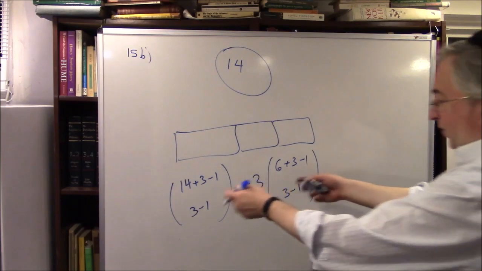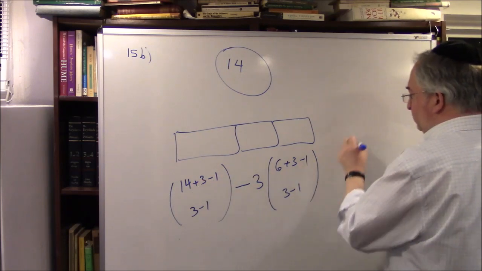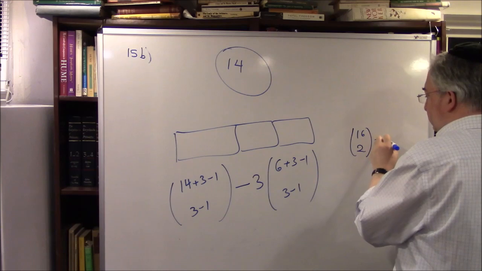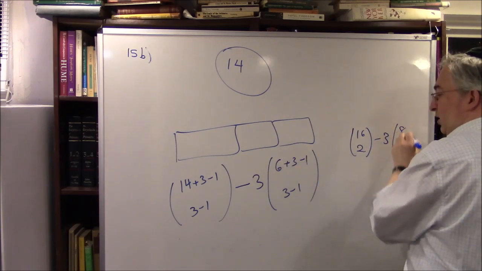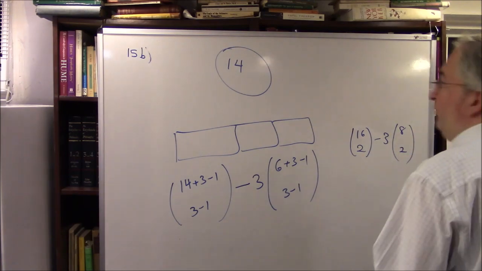Of course, you have to work out the answer. You can write this out. 14 plus 3 is 17 minus 1, so it's 16 choose 2, minus 3 times 6 plus 3 is 9, minus 1 is 8, choose 2. Okay. Let's do 15C.